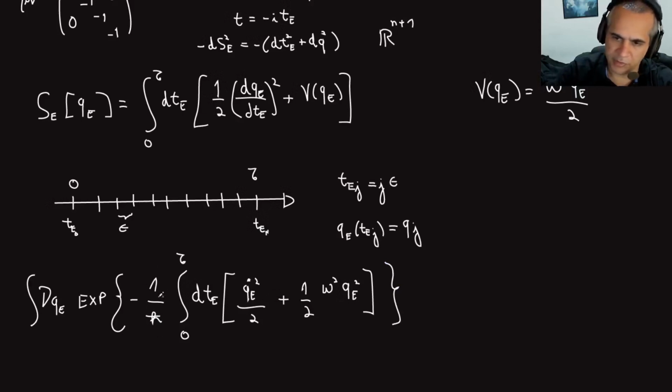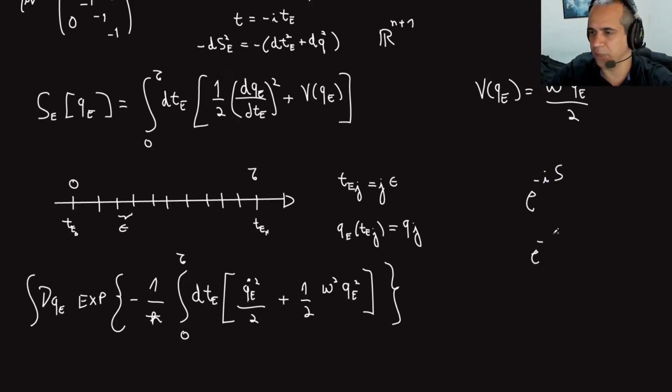For those of you wondering about this 1 over h bar here, we never had this, right? We just had the exponential of minus i times the action, and now it's becoming the exponential of minus the Euclidean action. But of course, this has dimensions of action, and h bar has dimensions of action too. It was missing because we made h bar equal 1, so it should be there all along. Since now I'm keeping track of h bar, I brought it back.